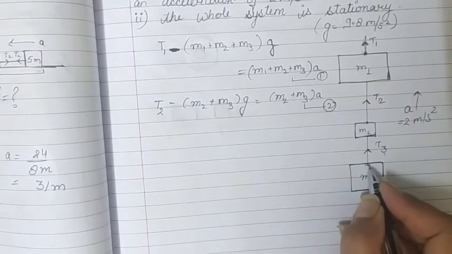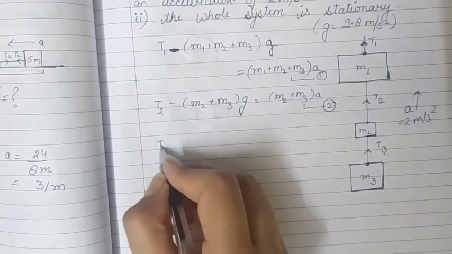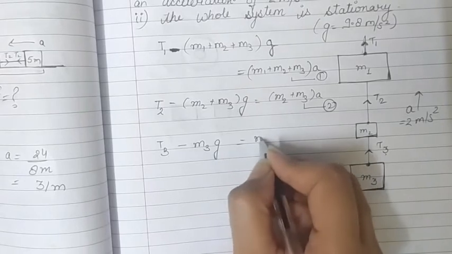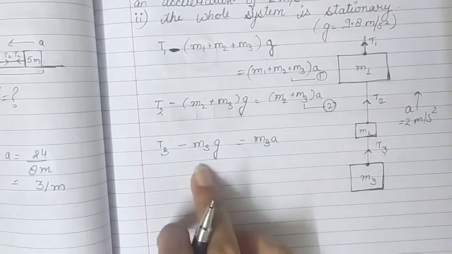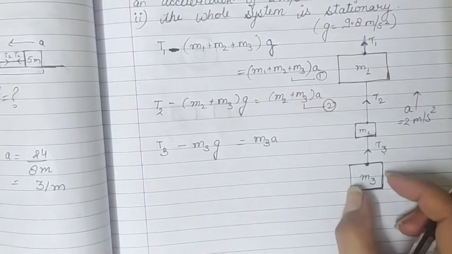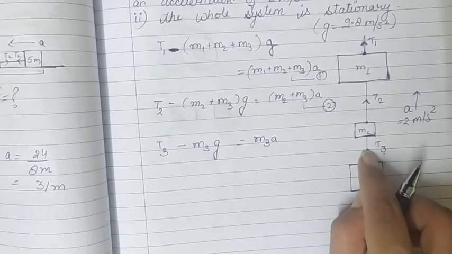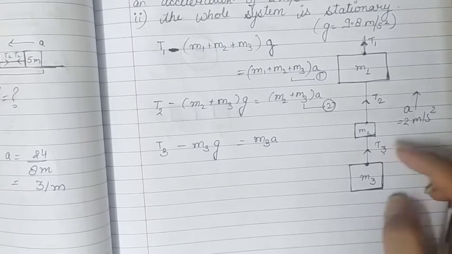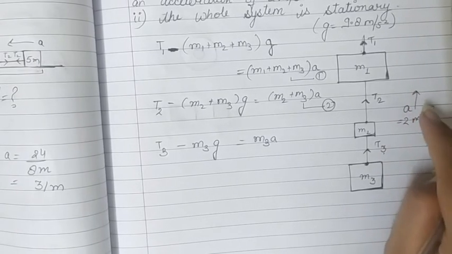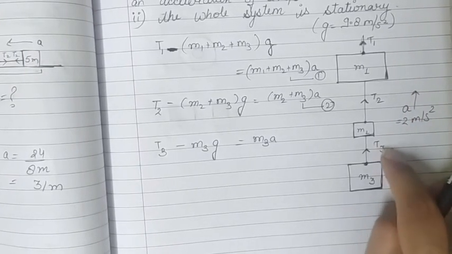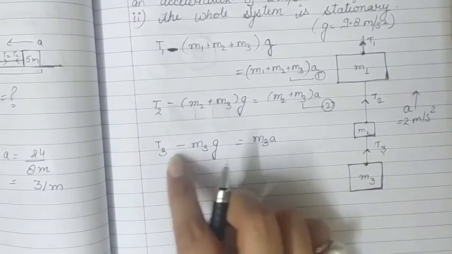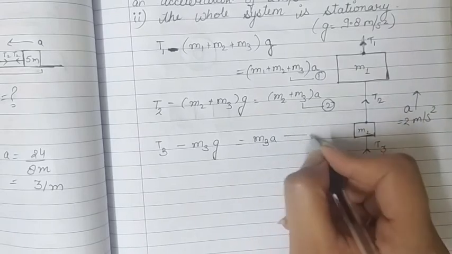Similarly, for the third point of contact, we can write T3 minus m3g is equal to m3a. This is because m3g is the weight of this block that is acting downwards, and T3 is acting upwards. So the net force is equal to the difference of these two. But the motion is upwards, which shows that the upward force T3 is more than m3g, and we have to take the difference T3 minus m3g. This is equation number 3.